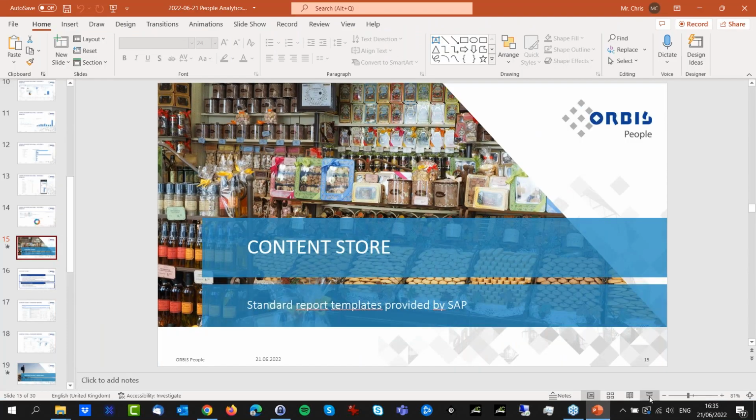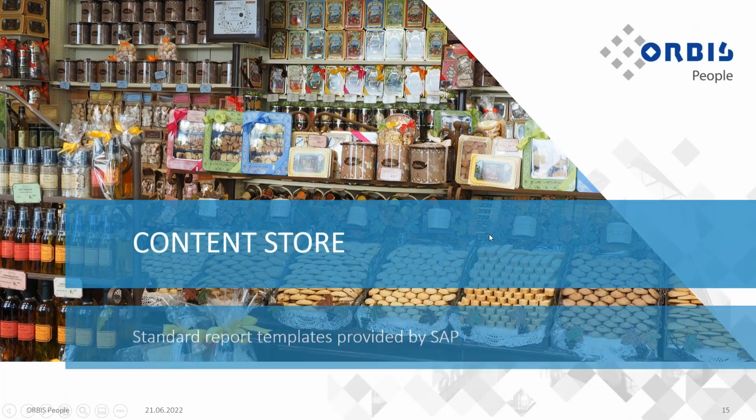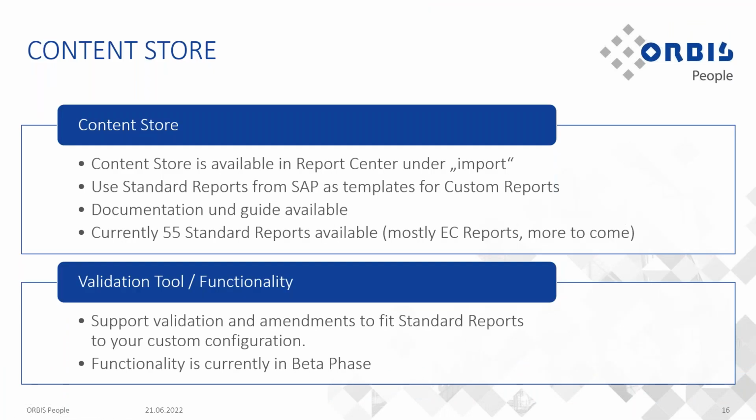All right, so let me continue with the content store in SuccessFactors. So I already told you, from showing, it's under import, and you can use the standard reports, and similar to the Canvas reporting, if you create a new report, have a look at the standard reports, use them as a base, and then build on top of that. There's great documentation available, and basically at the moment 55 standard reports, mostly C, but more to come.